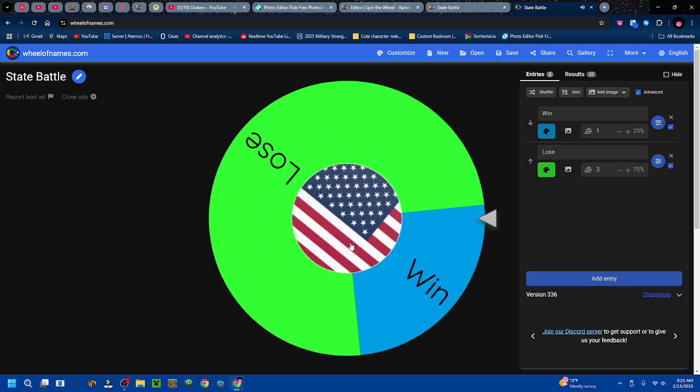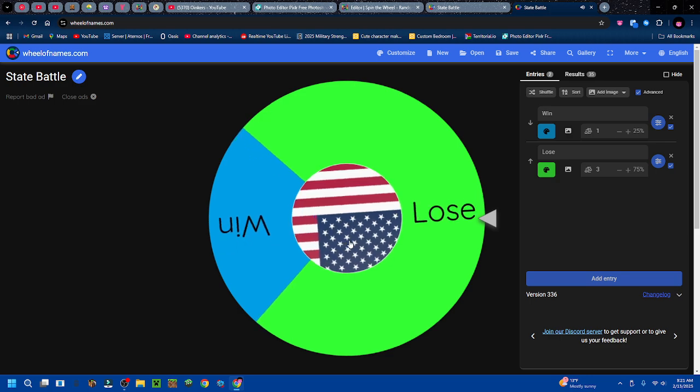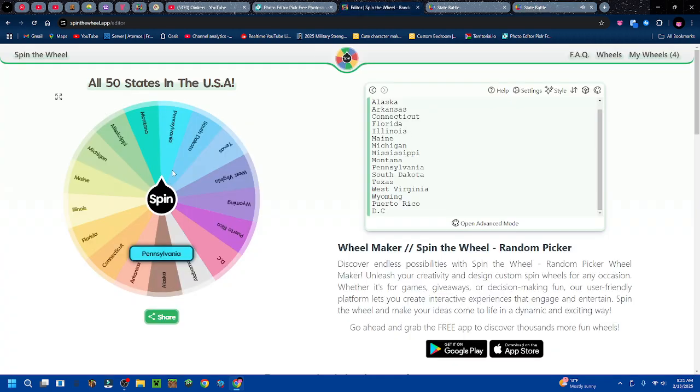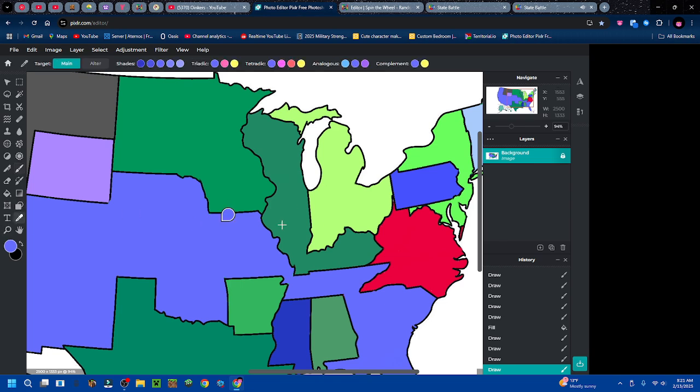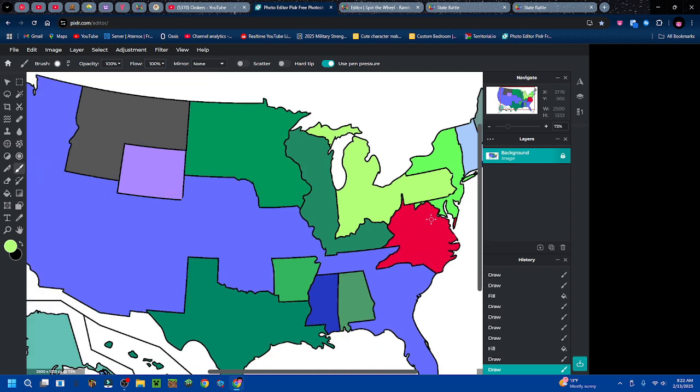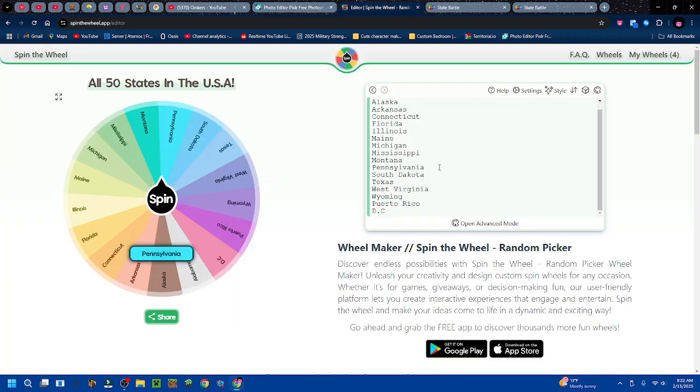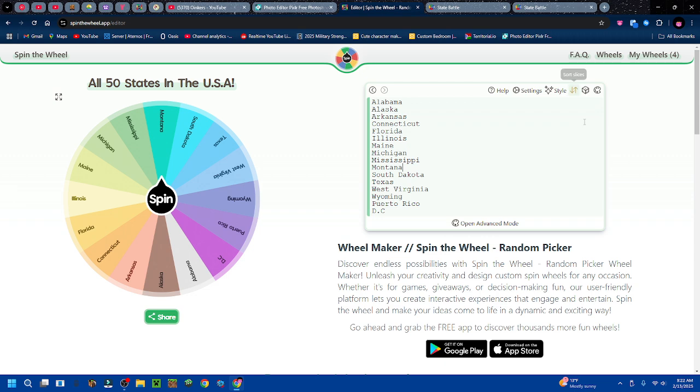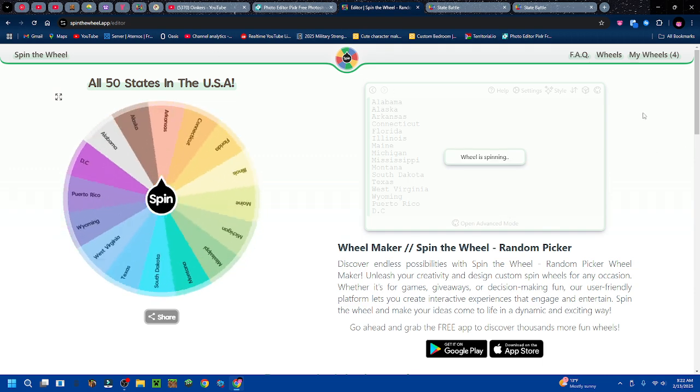Who's going to win? And it looks like, by a landslide, Michigan is going to win and take over all of Pennsylvania. Bam. And that's all. Now there's no little bar on the side for us to scroll. It's about 16 different areas.